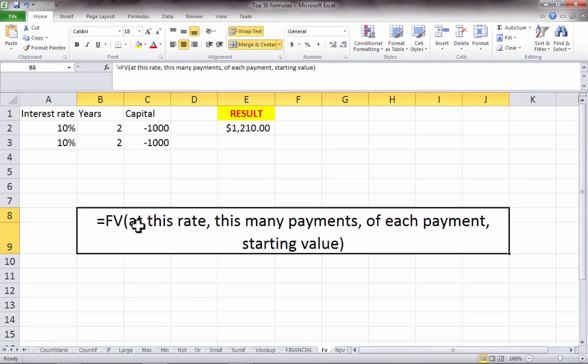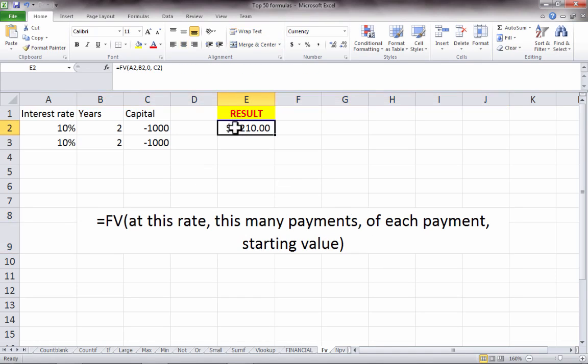Okay, so we have first FV. FV is actually the future value. So we specify a rate, and then how many payments, and then how much is each payment, and then your starting value. So for this one over here, let's say you're trying to compute the interest rate.